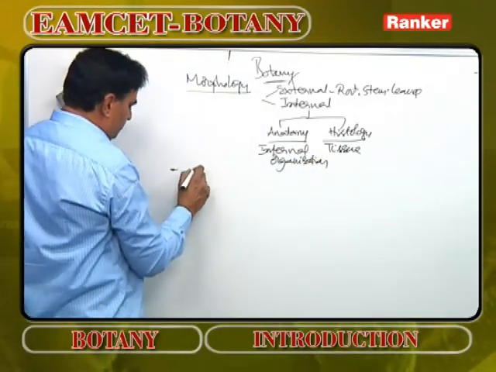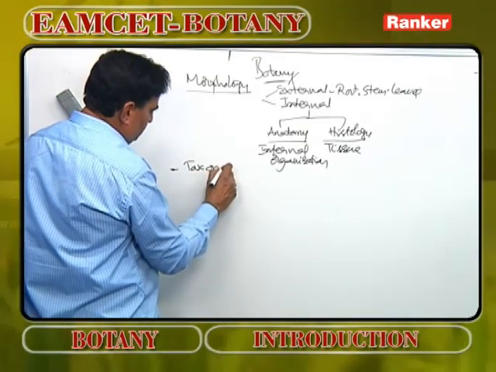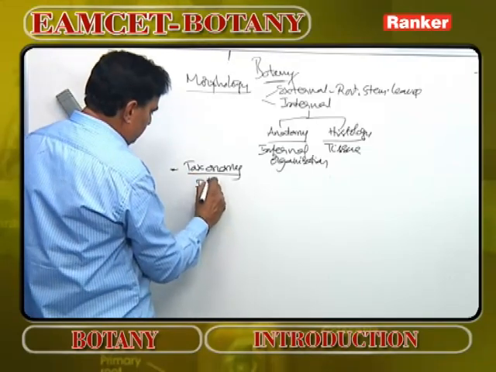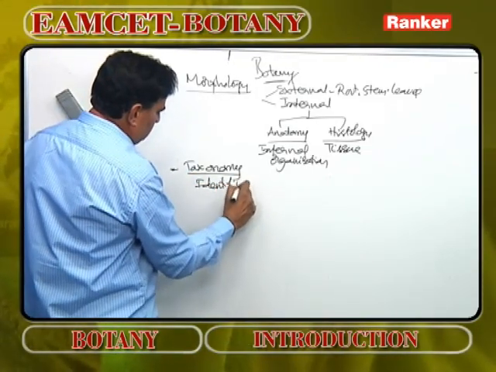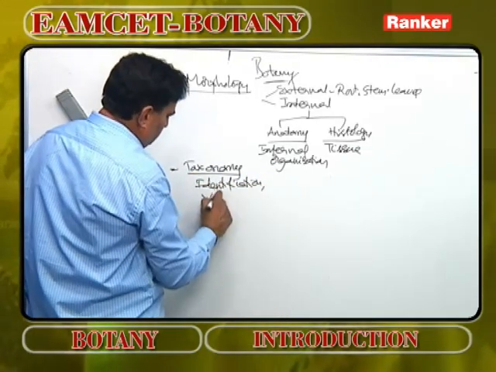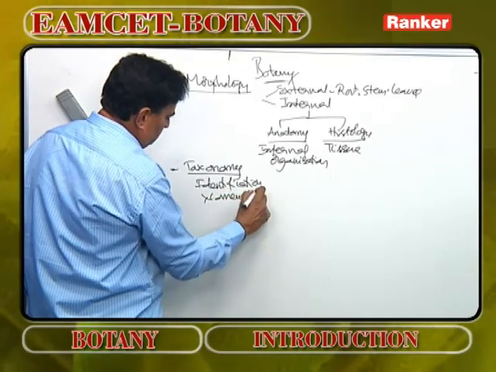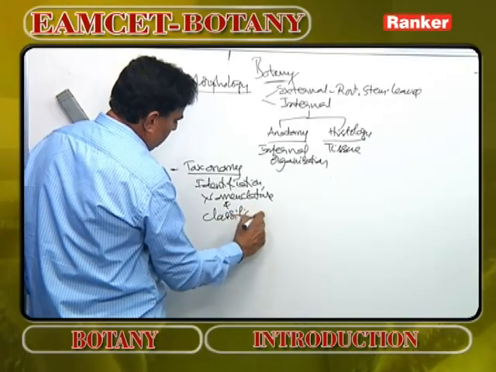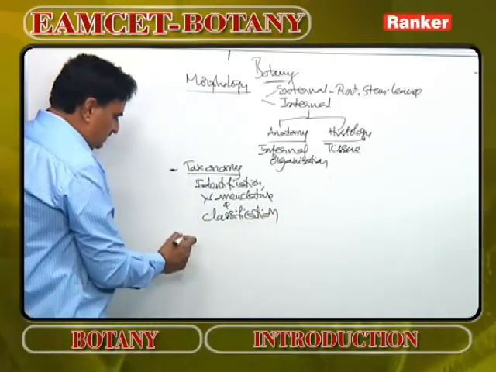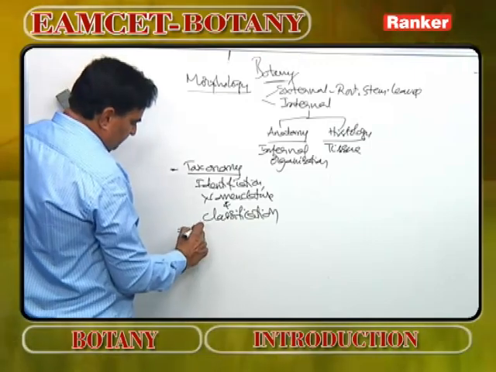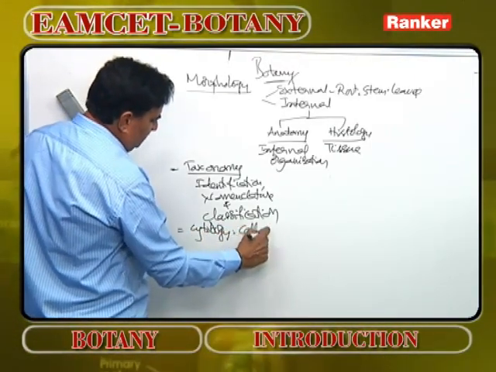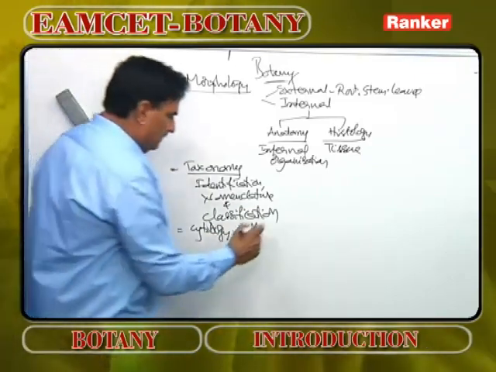Then there are many branches. Taxonomy deals with the development or arrangement of plants, and has three aspects: identification, nomenclature, and classification of plants. And there are some branches like cytology. Cytology means the study of each and every aspect about the cell.